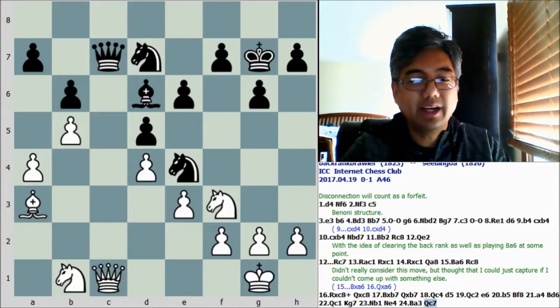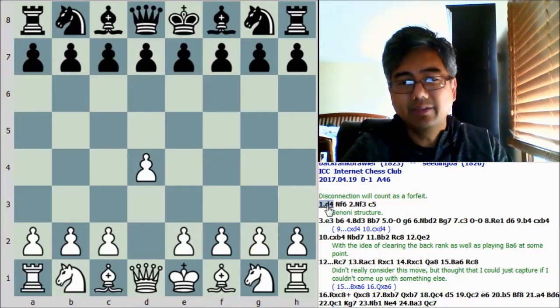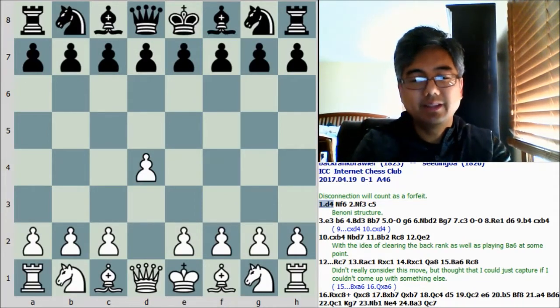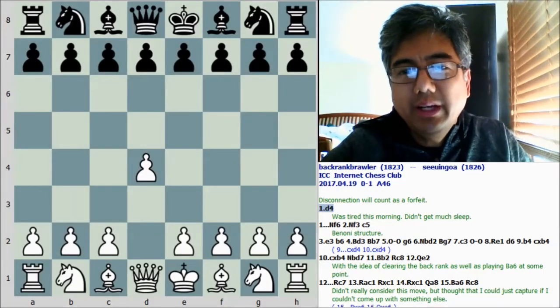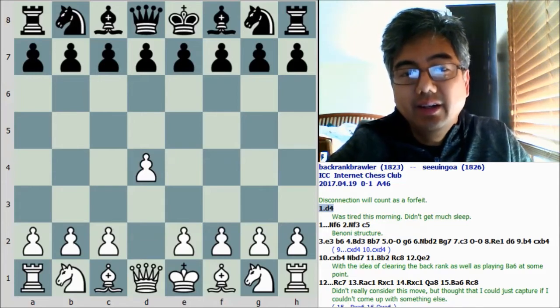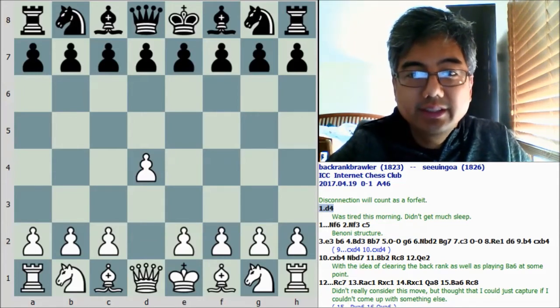And so I would do that, for example, at the beginning of the game. You might want to put a comment, was tired this morning, didn't get much sleep. So you can take that into account. So I hope you get the general idea of this part of this step.